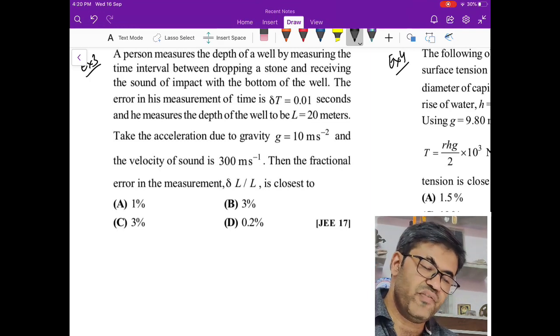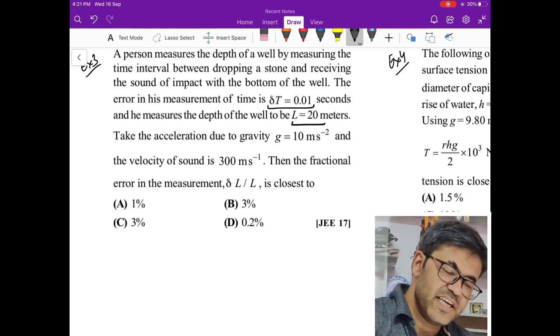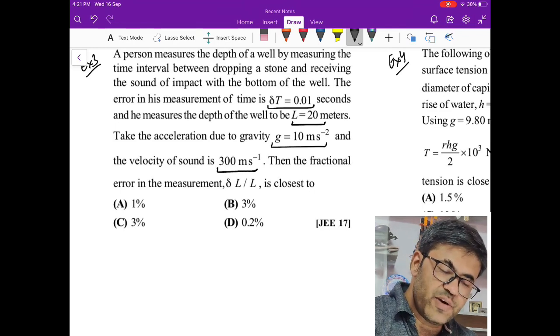The error in the measurement of the time is given as 0.01 seconds. He measures the depth of the well to be 20 meters. Take the acceleration due to gravity and the velocity of sound to be as given. What is the fractional error in the measurement of the length?